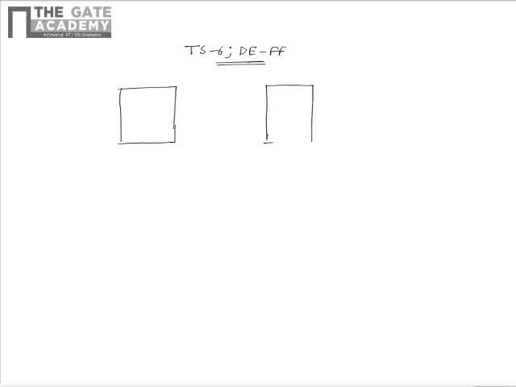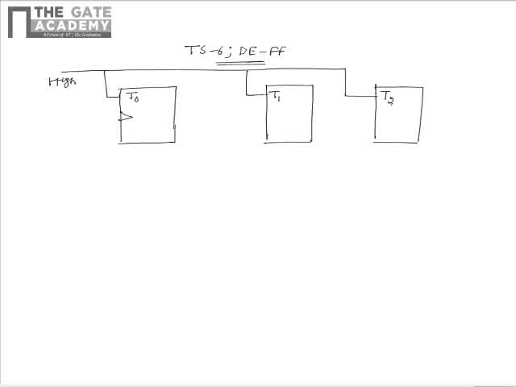The circuit is a ripple counter circuit, and the inputs of the flip-flops, that is T0, T1, T2, are connected to a high input. The clocking of T0 is given as shown. The output of T0 is Q0, which is left open, and the output Q0 bar of the flip-flop 0 is connected to the clock of T1.